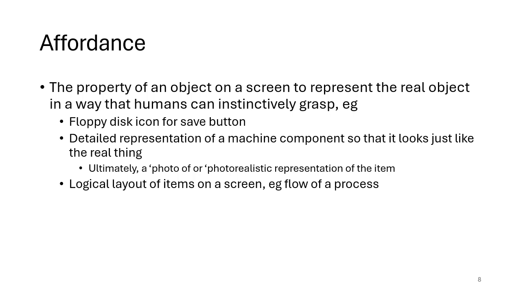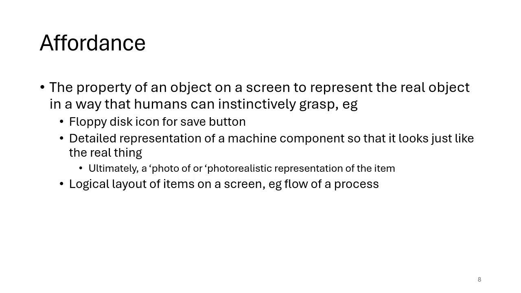So ultimately, you might even go all the way up to a photo or photorealistic representation of the item in 2D or 3D to again help the operator understand what it is they're controlling, allow them to immediately understand the context and the control and the item, and again minimize the chance of mistakes. It's also important to have logical layout of items on the screen as well. So the flow or process of the operator and how it works is also important.